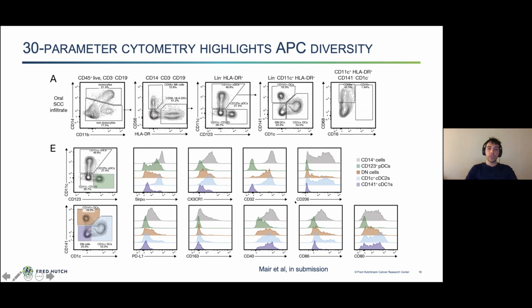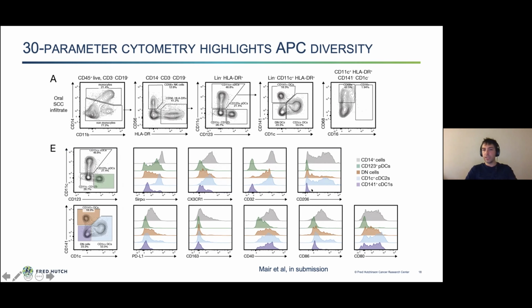And down here, you can see histogram overlays of a set of phenotypic and functional markers for these different subsets of myeloid cells, color-coded here in green, orange, blue, and pink. And what I want to highlight here is that there is considerable heterogeneity of these markers across the different subsets. And some of the markers that we analyzed, like for example, CD206, has in the past often been used as like an M1, M2 macrophage marker.